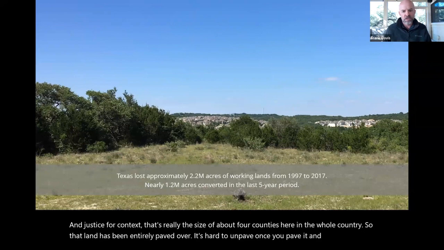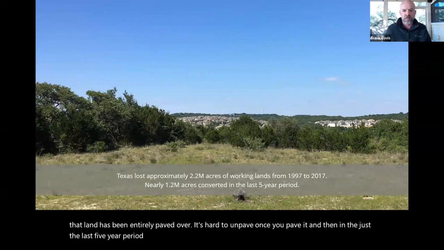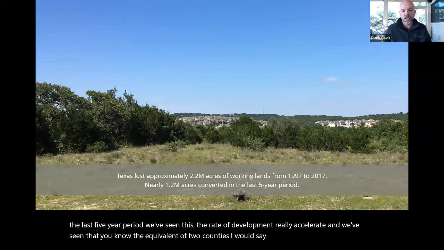And then in just the last 5-year period, we've seen the rate of development really accelerate. And we've seen the equivalent of 2 counties, I would say, about 1.2 million acres, converted in the last 5 years.